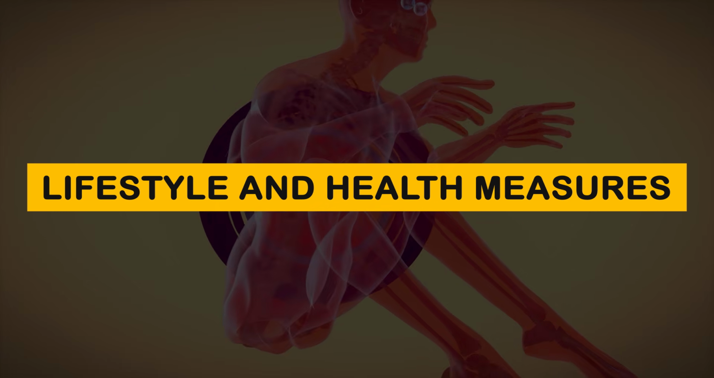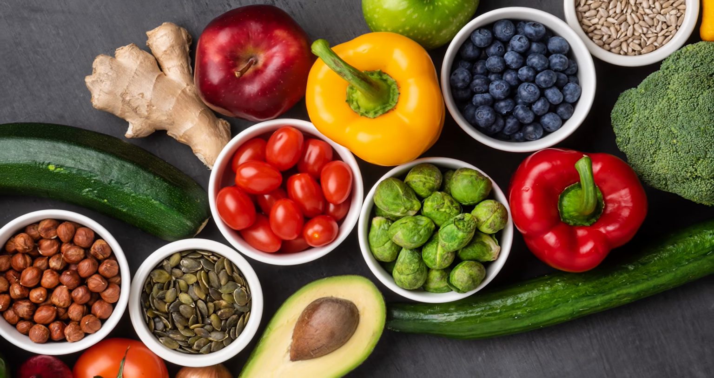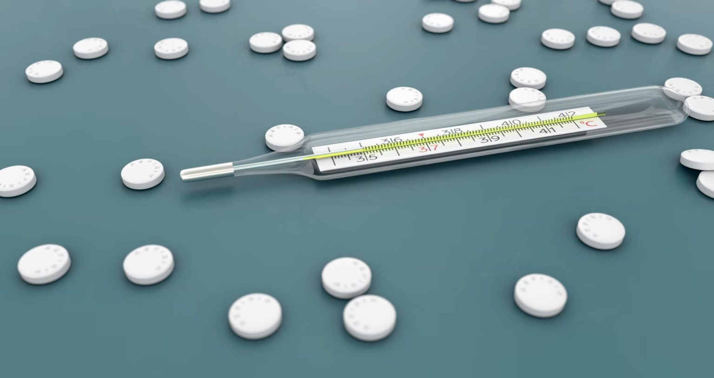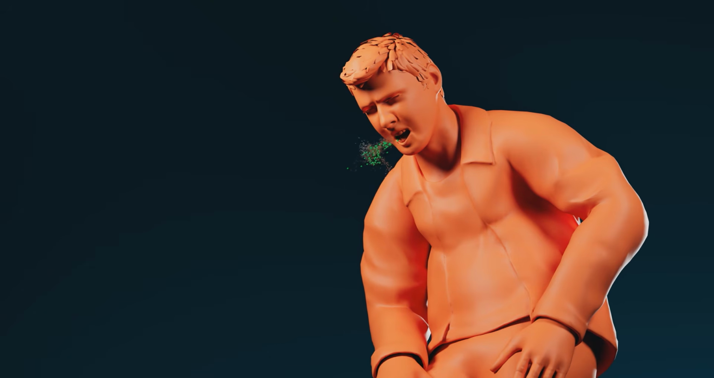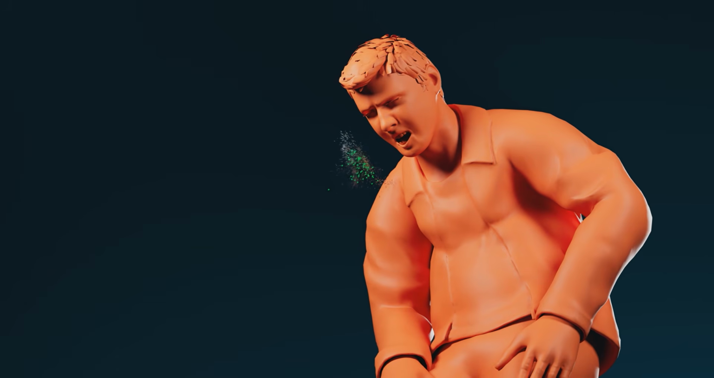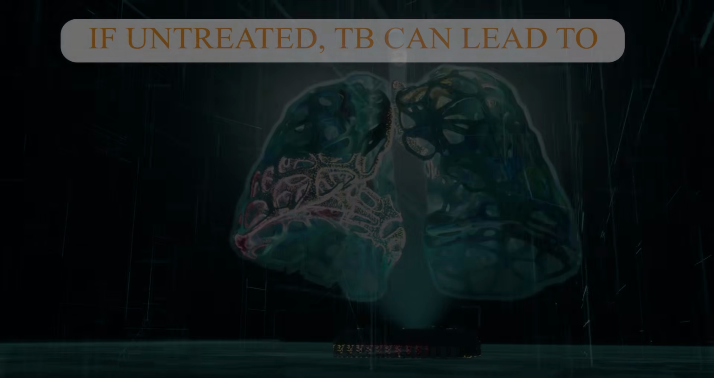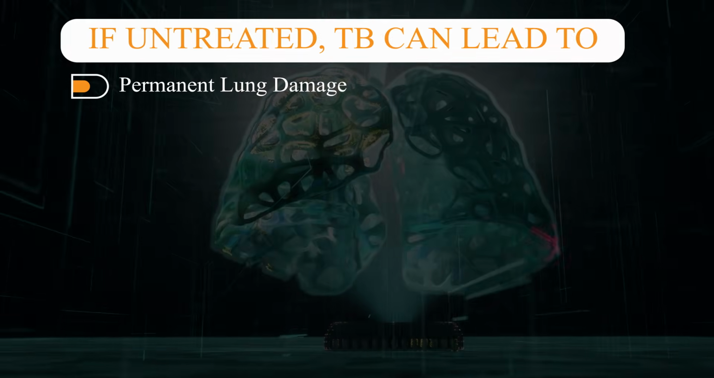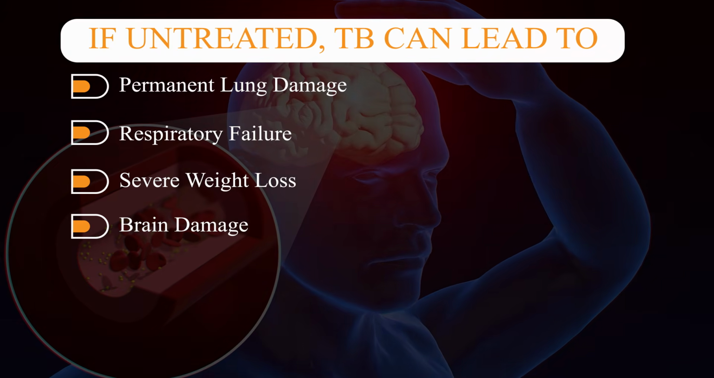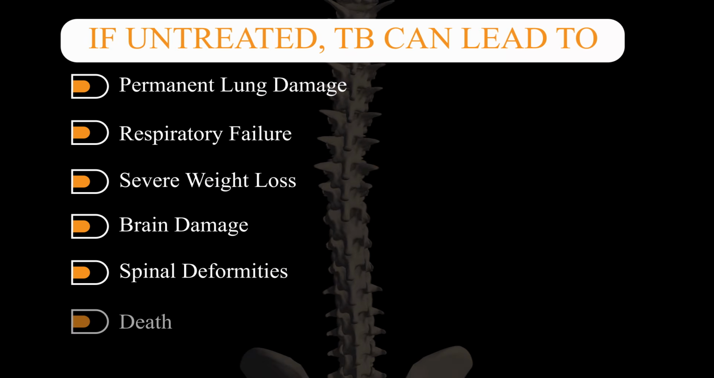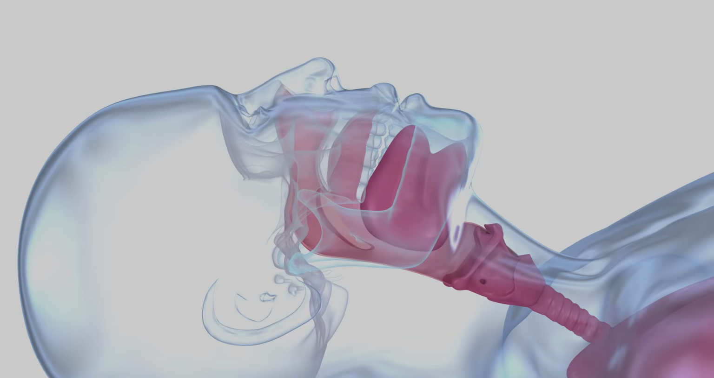Lifestyle and health measures. Maintaining strong immunity is critical. This includes eating balanced nutrition, managing chronic diseases, avoiding smoking, reducing alcohol use, seeking early medical attention for persistent cough. Complications of tuberculosis. If untreated, TB can lead to permanent lung damage, respiratory failure, severe weight loss, brain damage, and TB meningitis, spinal deformities, death. TB remains fatal if not treated properly.